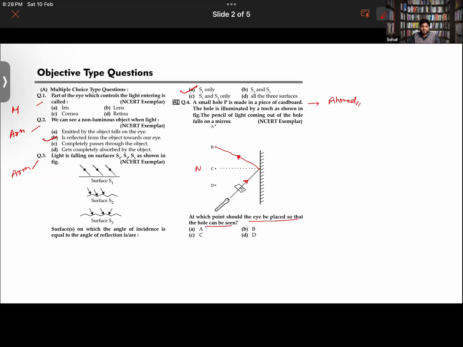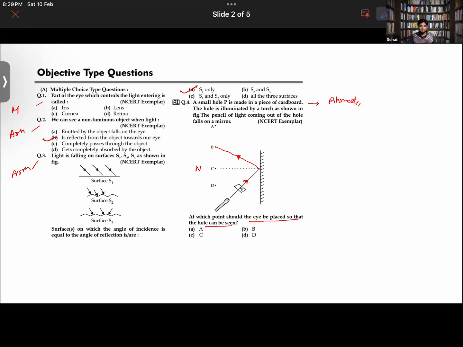Okay, so first of all, if you look here, this is the angle of incidence. This is the normal, right? This is going to be the angle of reflection here. And then we need to look at where the eye should be placed so that you can look at this point. The light is coming from this one and it is being reflected towards this side. So you should be placing your eyes at B in order to be able to see it. Hope you guys are getting it.